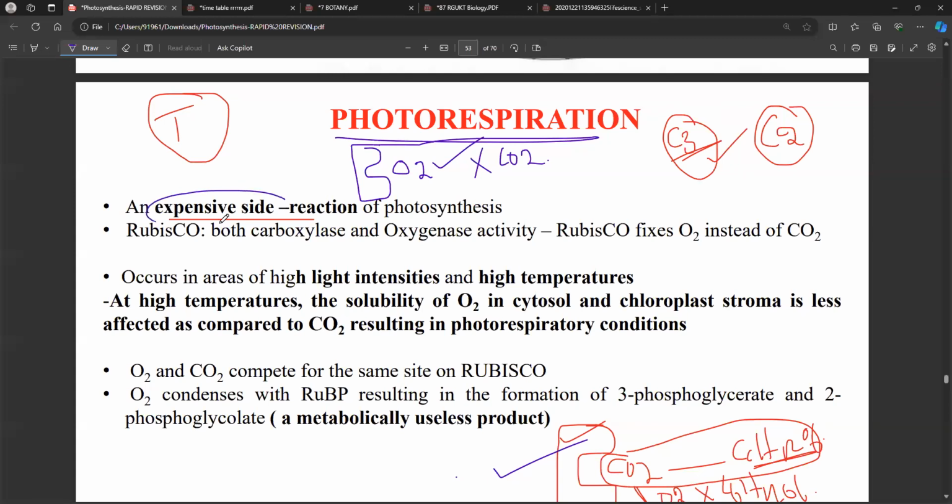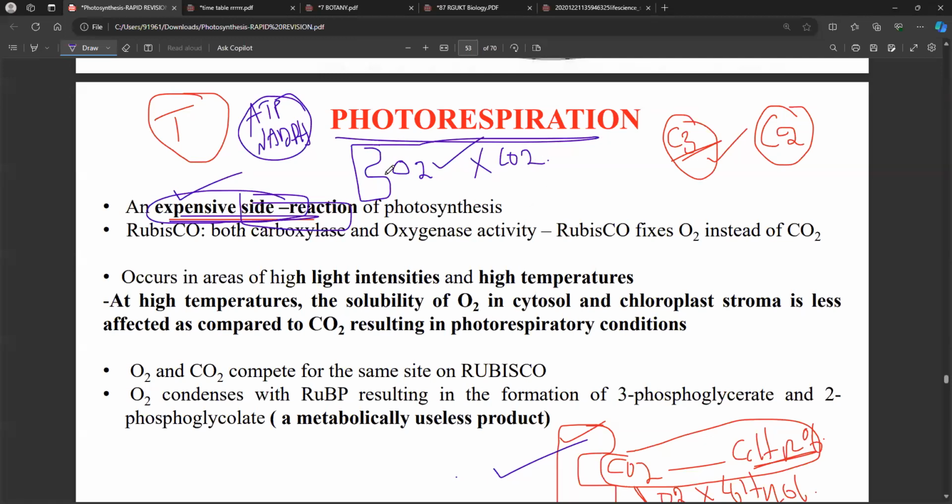I'll tell you why I used the words expensive side reaction. I could just use the word side reaction. Now, why did I use the word expensive? Because we are spending a lot of energy here unnecessarily. Just now you studied that the plant struggled a lot to produce ATP and NADPH in the light reactions. But when it comes to photorespiration, we are spending all of these unnecessarily. That's why we call it an expensive side reaction.